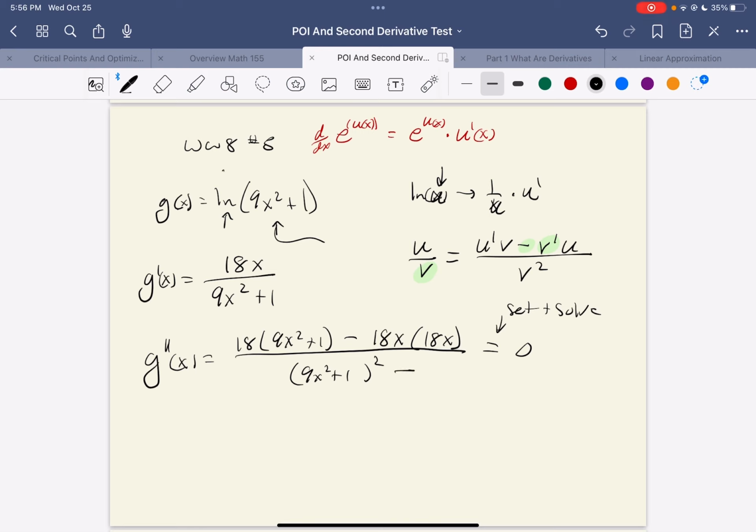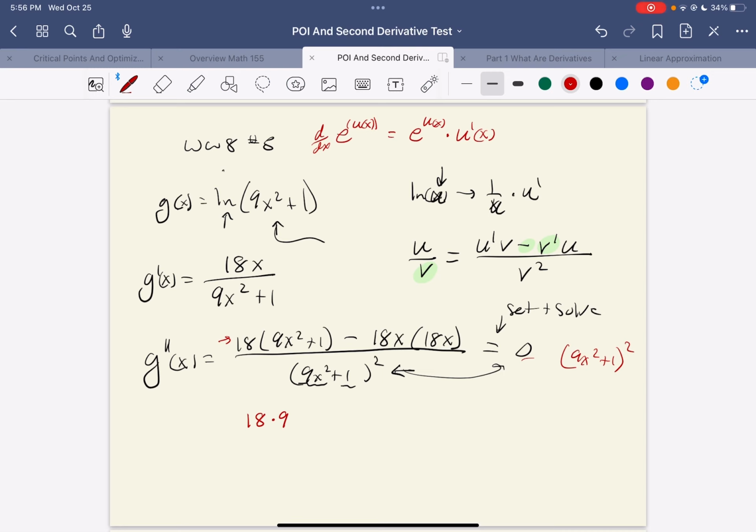Well, good news, the bottom, never 0. I have something positive, and I'm adding a 1, and I'm squaring it. That thing's never 0. Let's go ahead and just multiply it away. So I multiply both sides by 9x squared plus 1 squared. And on the 0, it's still 0, but now on my left-hand side, I just have this numerator. Let's go ahead and clean it up a little bit. Do I want to? Actually, I'm not going to clean it up. I'm just going to combine some stuff.